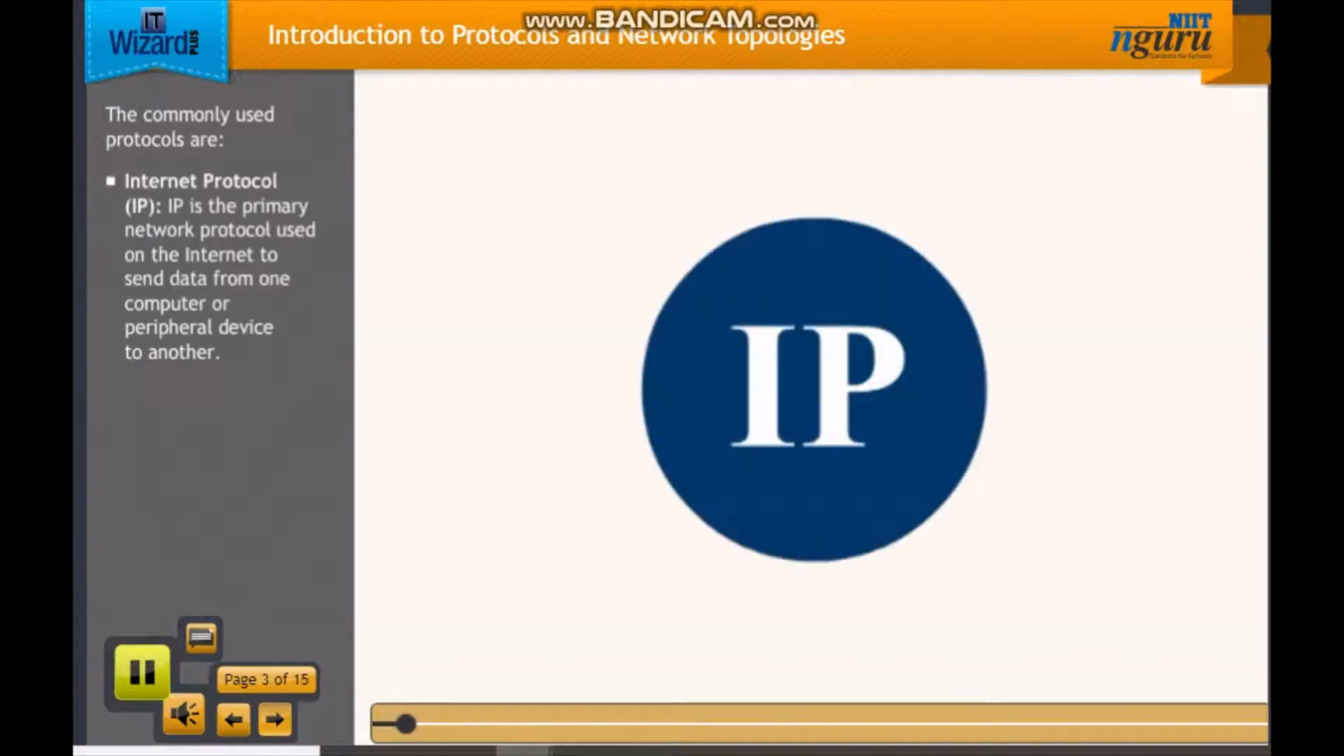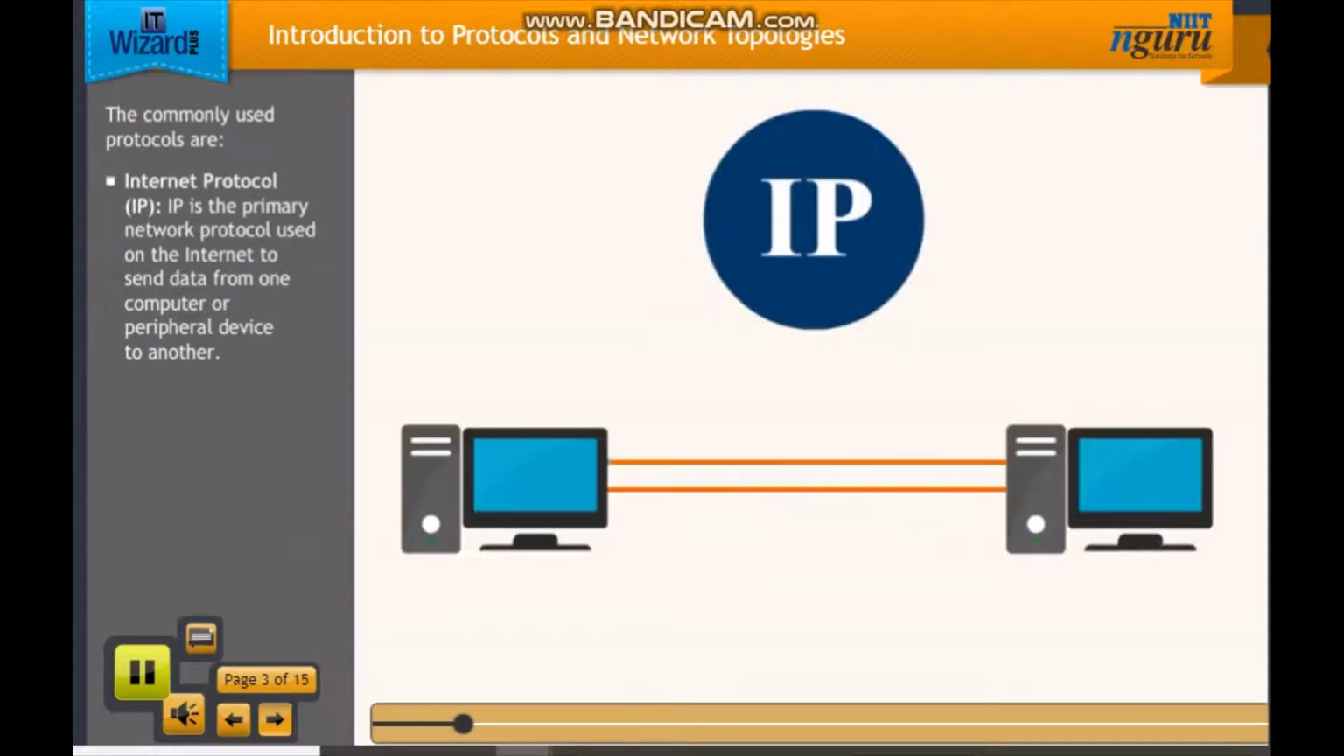The commonly used protocols are Internet Protocol or IP. IP is the primary network protocol used on the Internet to send data from one computer or peripheral device to another. It also helps in assigning a unique identity to each computer on a network, which is also known as the IP address of the computer.